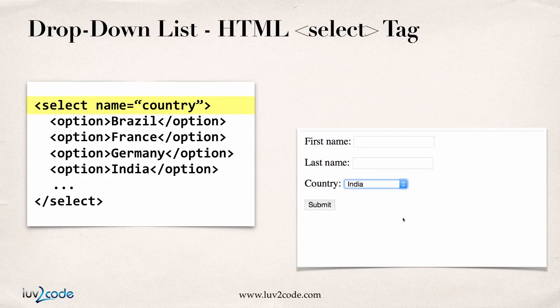And note here where we have the select name equals country, that's the name of the form field you use in your JSP page to read the form data. And I'll show you that later in the demo.